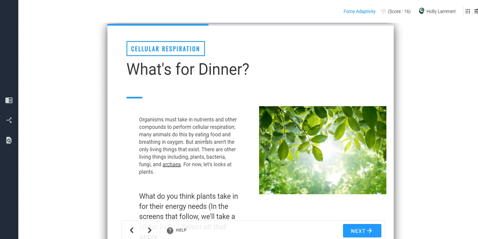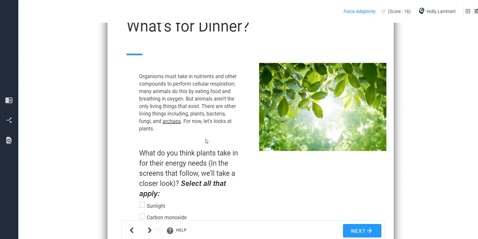Organisms must take in nutrients and other compounds to perform cellular respiration. Many animals do this by eating food and breathing in oxygen. But animals aren't the only living things that exist. There are other living things, including plants, bacteria, fungi, and archaea. If you've come to the live lessons, we've talked about archaea a little bit. Those are our extremophiles, the things we find in places like Yellowstone. And if you remember back to the animal classification unit, all the way down in the South Pole in Antarctica.